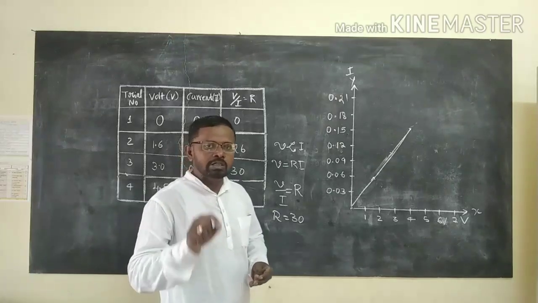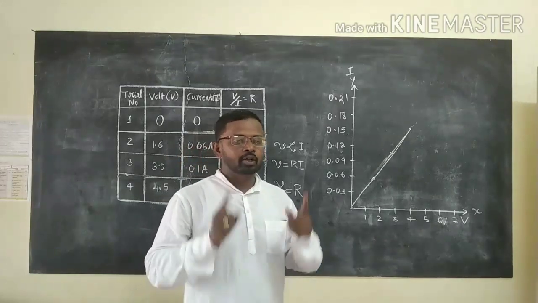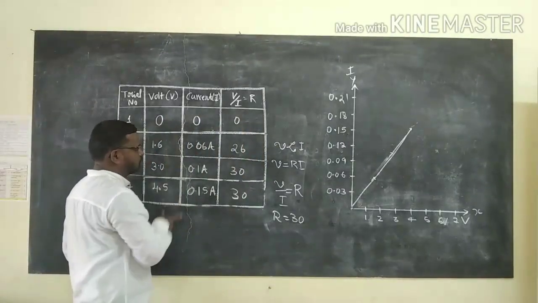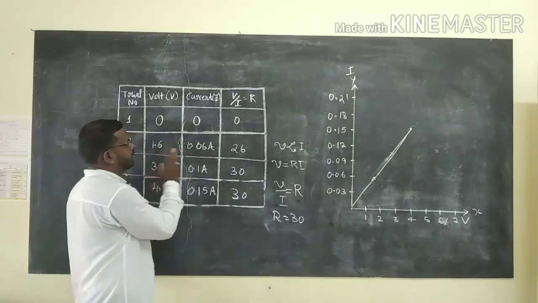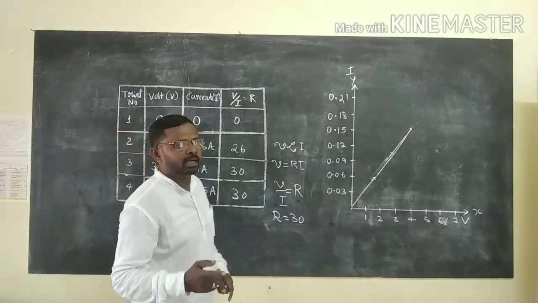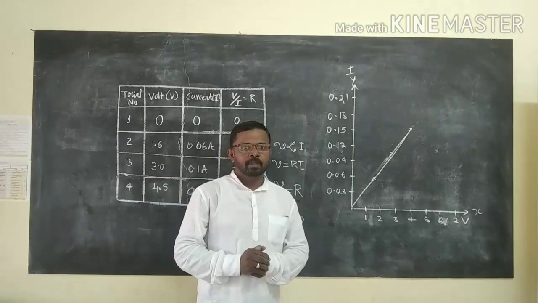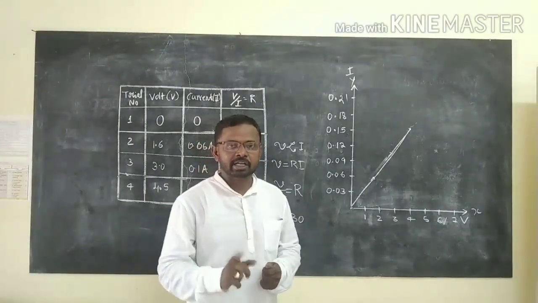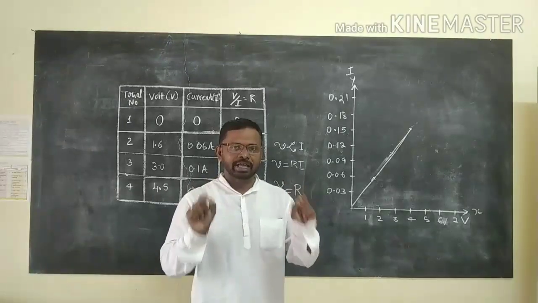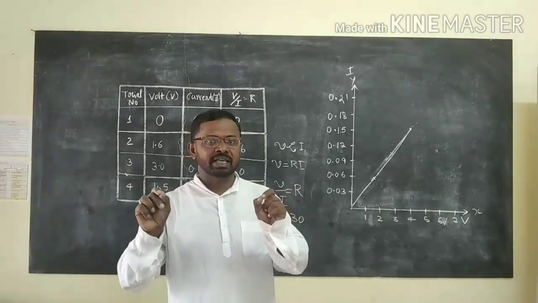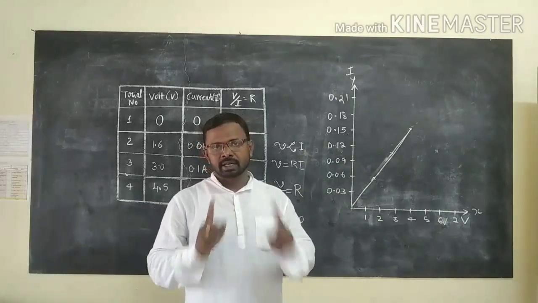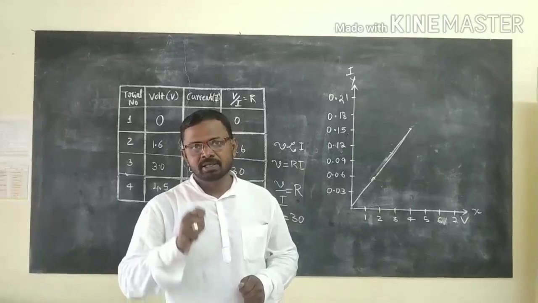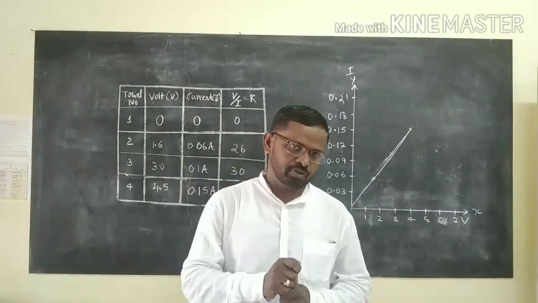Ohm also added one condition: at constant temperature. If the temperature changes, the values also change. Both the volt and current values change. But at constant temperature, the current flowing through a given conductor material is directly proportional to the potential difference across its ends. This is the great law contributed by the German scientist Georg Simon Ohm.